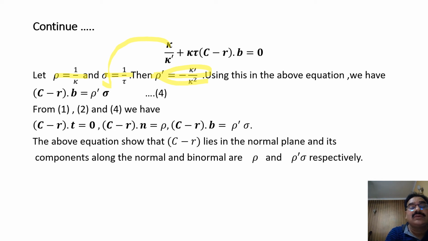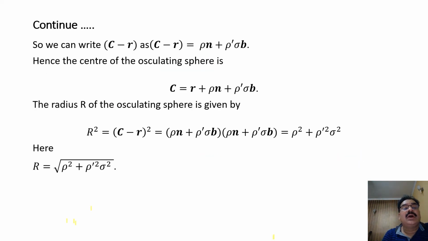Now you can use equations 1, 2 and 4 and finally you will get c minus r dot t is equal to 0, c minus r dot n is equal to rho, and c minus r dot b is equal to rho dash sigma. The above equations show that c minus r lies in the normal plane and its components along the normal and binormal are rho and rho dash sigma respectively. So we can write c minus r is equal to rho n plus rho dash sigma b. Hence the center of the osculating sphere may be written like this from this equation, and the radius r of the osculating sphere is given by this.